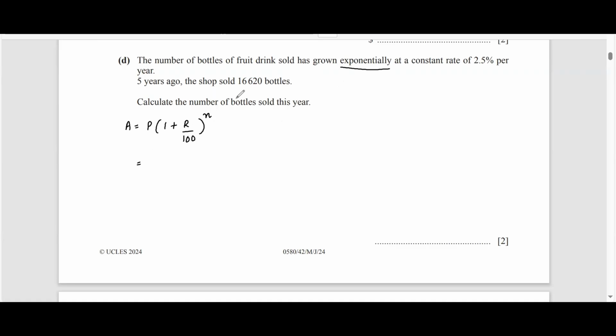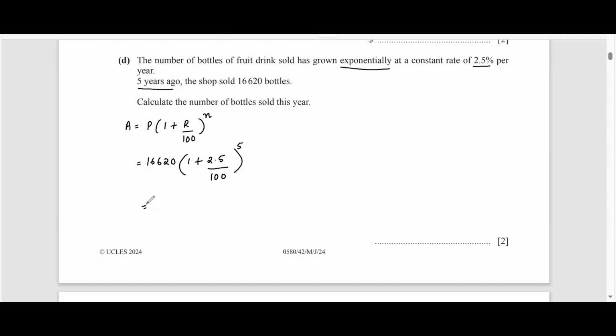P is the initial amount, the starting amount here. 5 years before, it was 16,620 bottles. So 16,620 into 1 plus the rate percentage, which is 2.5 over 100. This is after 5 years, so that means the number of years is 5. Again, just put this in the calculator.